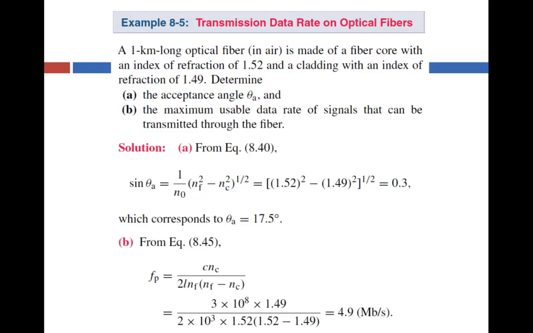Now from equation 8.45, which gives the maximum data transmission rate, we can plug in the appropriate numbers again, and you find that basically you get 4.9 megabytes per second. So those are some real-world numbers of what transmission optical fibers look like as far as their characteristics.